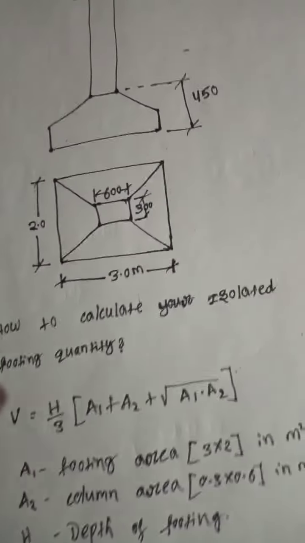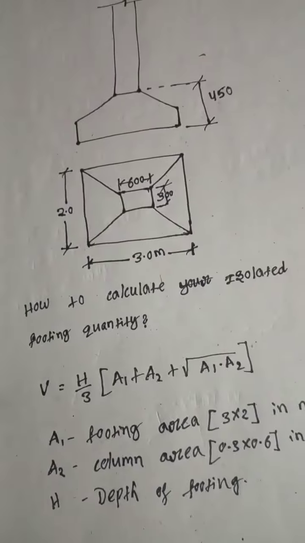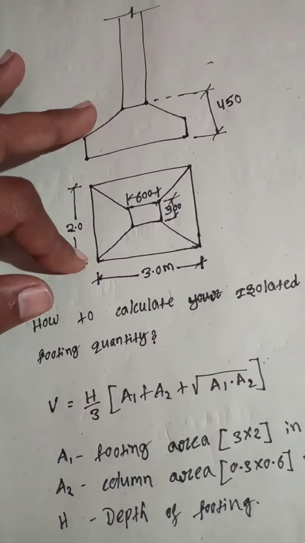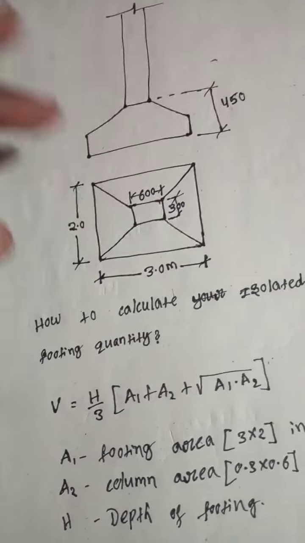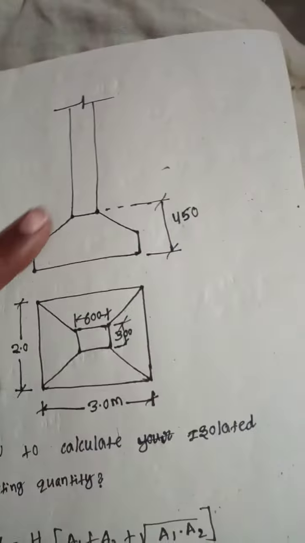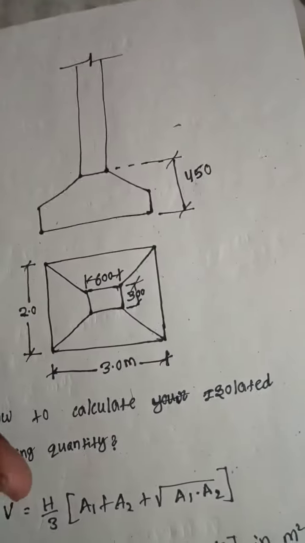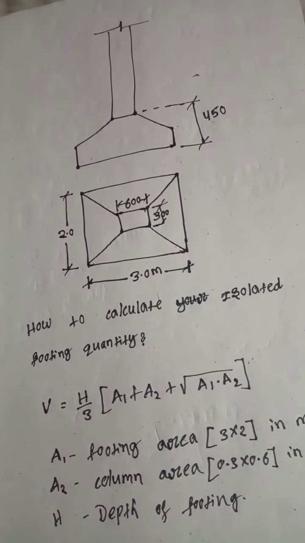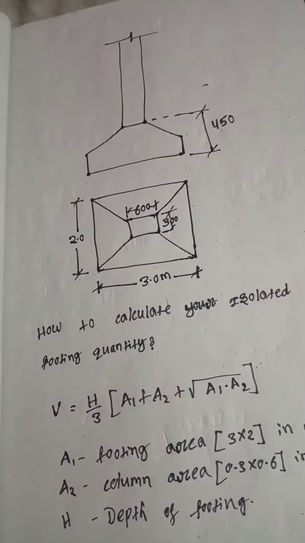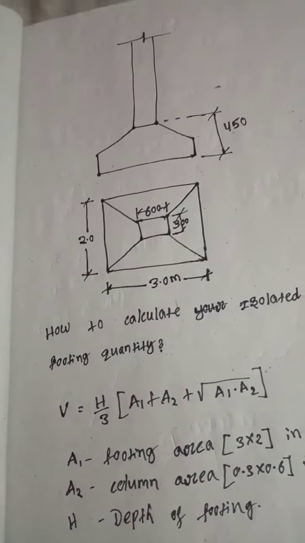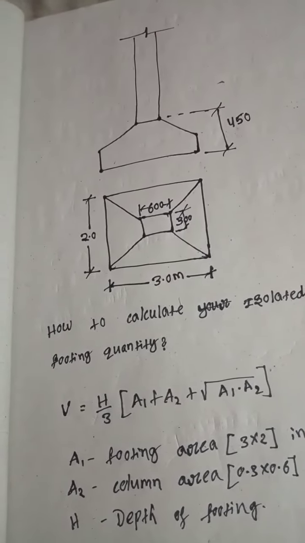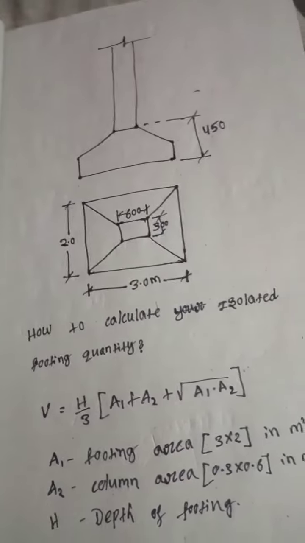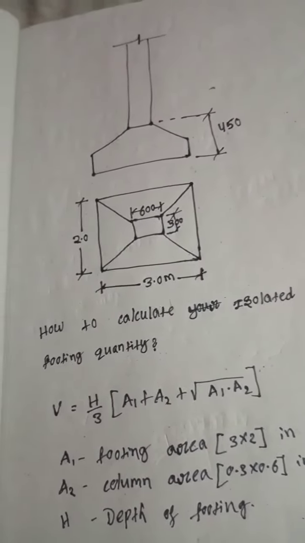Everybody knows this is the isolated footing. An isolated footing means it has some slope. Now, to calculate the isolated footing quantity, we must know the formula for the isolated footing quantity.